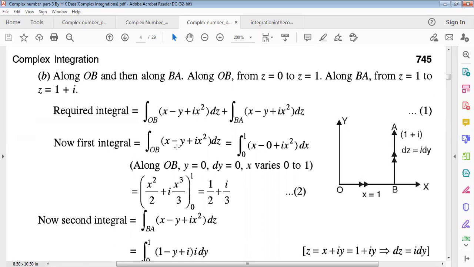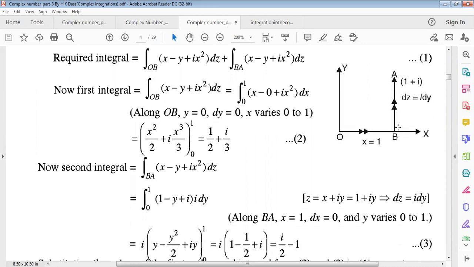So now the first integral OB will be x minus y, i x square dx. Just putting y equals 0, then we get only the x term. Along OB, y equals 0, so dy equals 0. And x varies from 0 to 1 along the real axis. So the limit will be 0 to 1. Just integrating using the x to the n formula, we get this result.